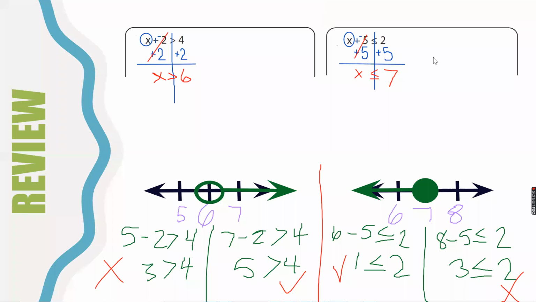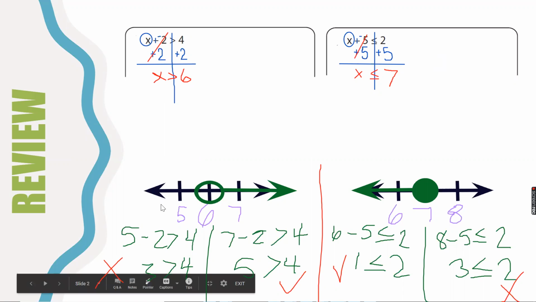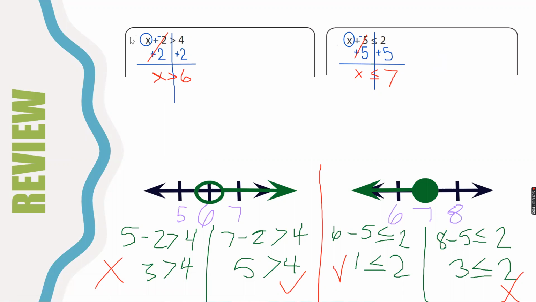And here's your two answers. So for the first one, it should have simplified to x is greater than 6. Remember, since it does not have the line underneath, we have an open circle here. To figure out which direction the arrow is going, we're going to test the number to the left and the number to the right in the original problem.